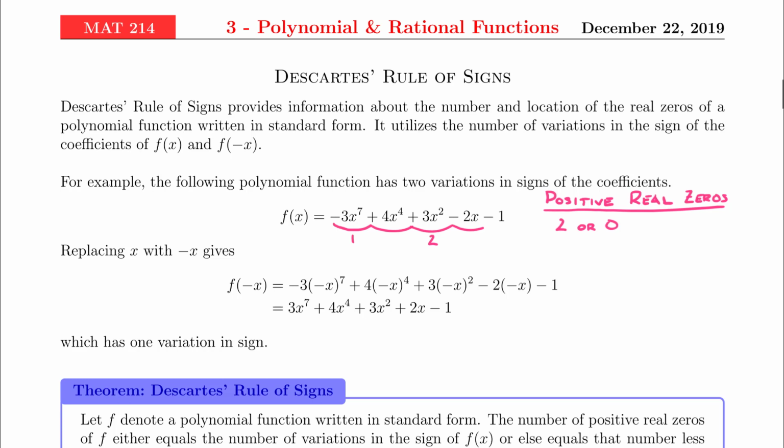Then to look at the negative real zeros, this is where I said we do a simple evaluation, and then we count sign changes again and do the same process. But what we do is we replace x with negative x, simplify the expression, and then we count the sign changes. So we have positive to positive, positive to positive, positive to positive, positive to negative. We have one sign change. We can't reduce 1 by 2, so we can only say that there is a possibility of one negative real zero in this particular function.